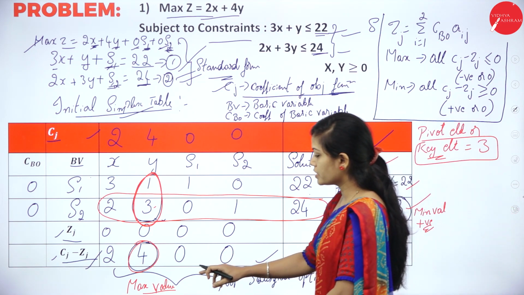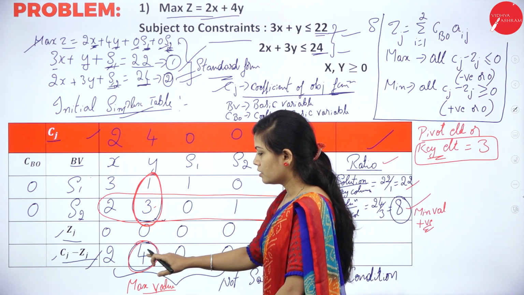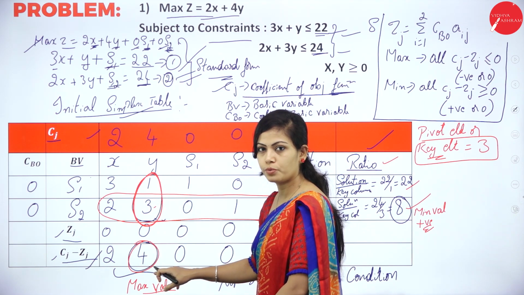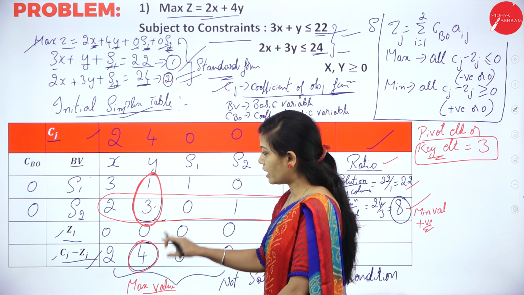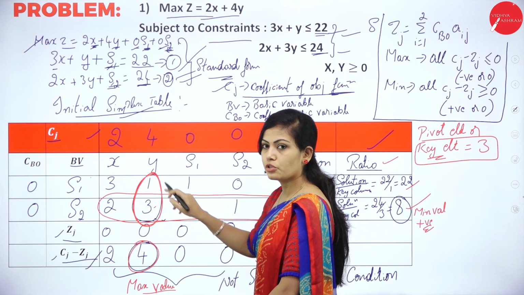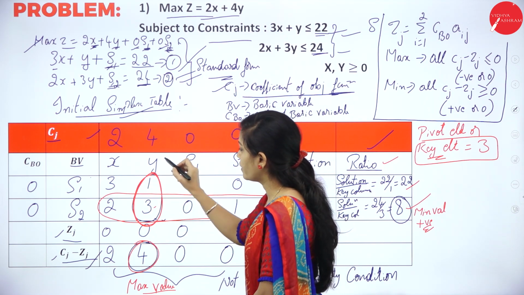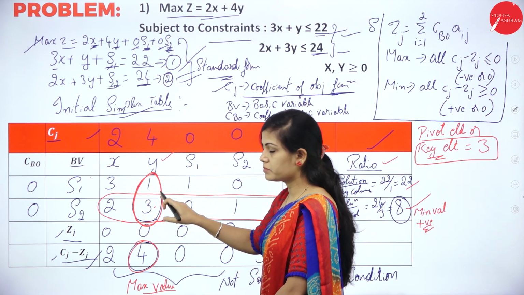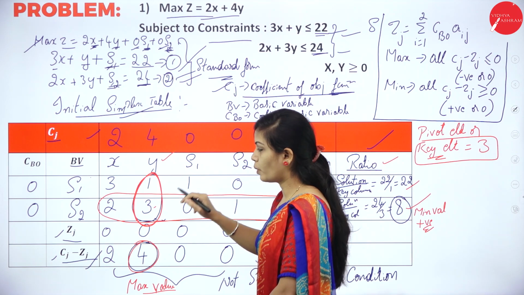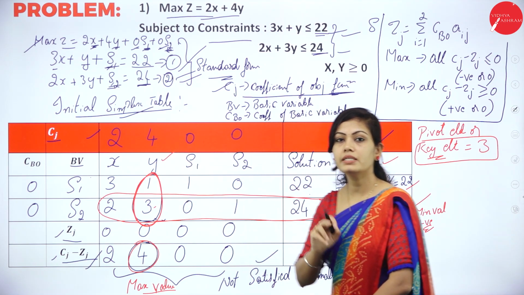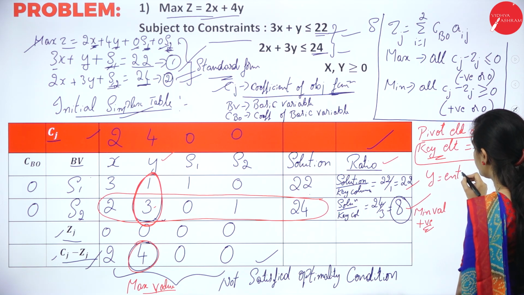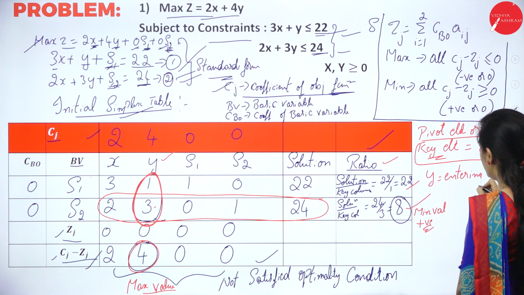You just observe this key column. This key column comes under the maximum value 4. So for the maximum value, you will get the key column. This key column comes under the variable called y. So y is my entering variable. y is equal to entering variable.